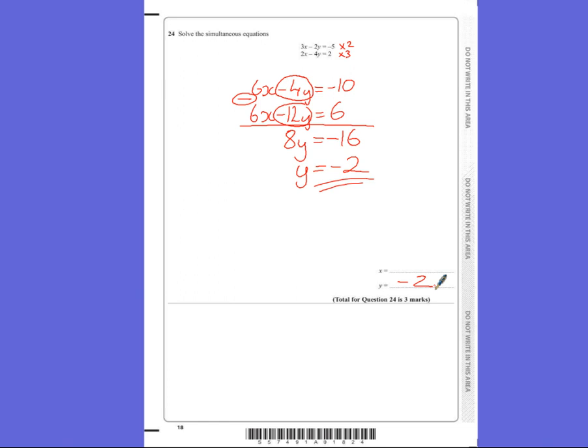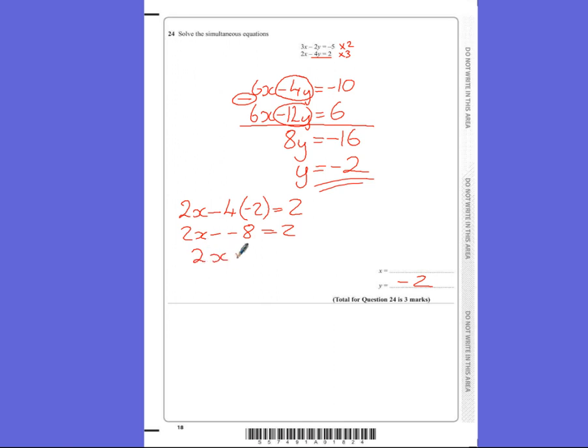Once we've got y is minus 2, we can substitute it into either one of these equations. I'm going to choose the second one purely because the answer is positive. I don't like working with negatives, it's where I make most of my mistakes. So I'm going to substitute it into the second one. So I've got 2x, take away 4 lots of minus 2 equals 2. So let's just expand that. 4 lots of minus 2 is minus 8. So I'm going to take away minus 8. And then taking away a negative is like adding.